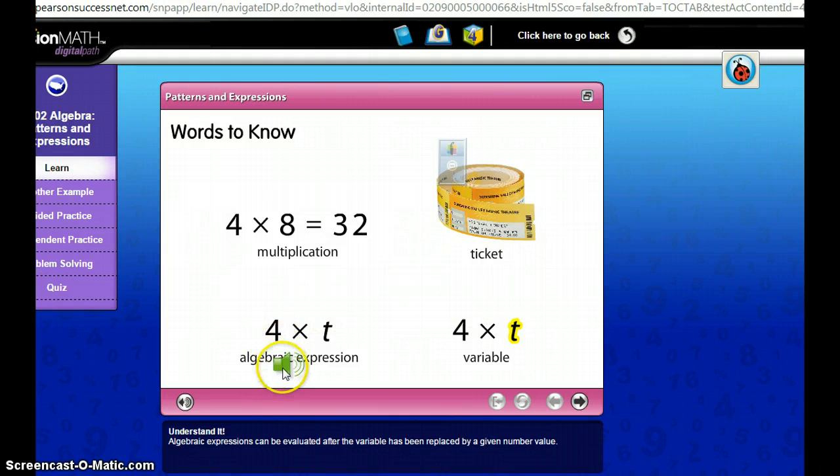This algebraic expression has that. It has a number, 4, has a variable, t, and an operation, which means either add, subtract, multiply, or divide. Here we're doing the operation of multiplication.